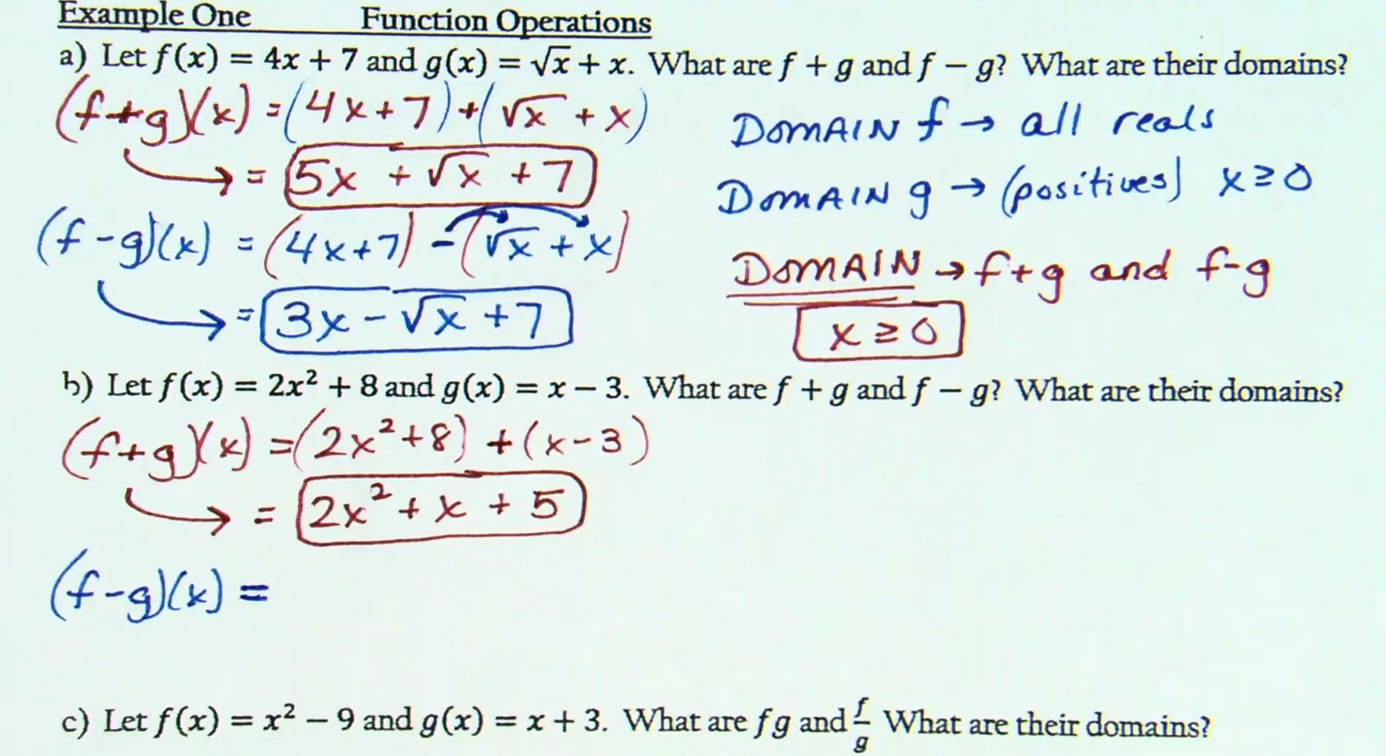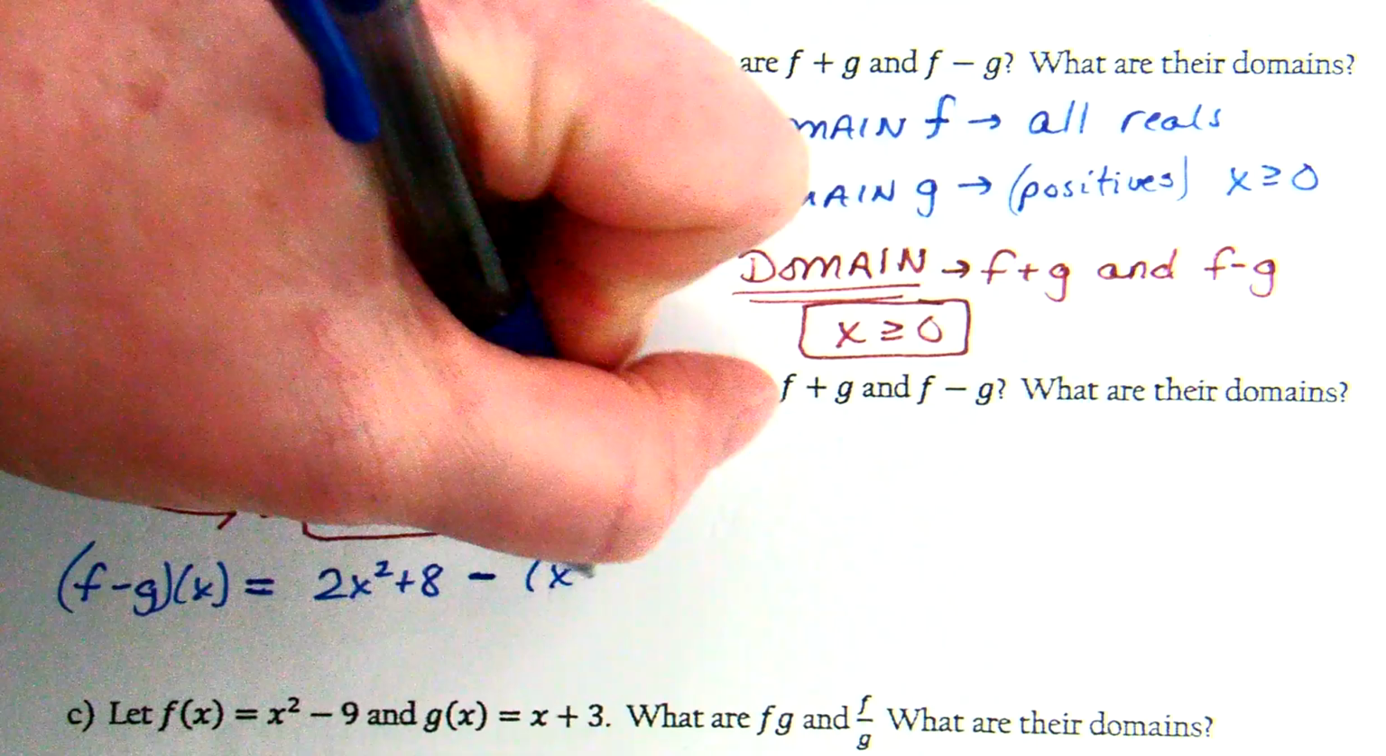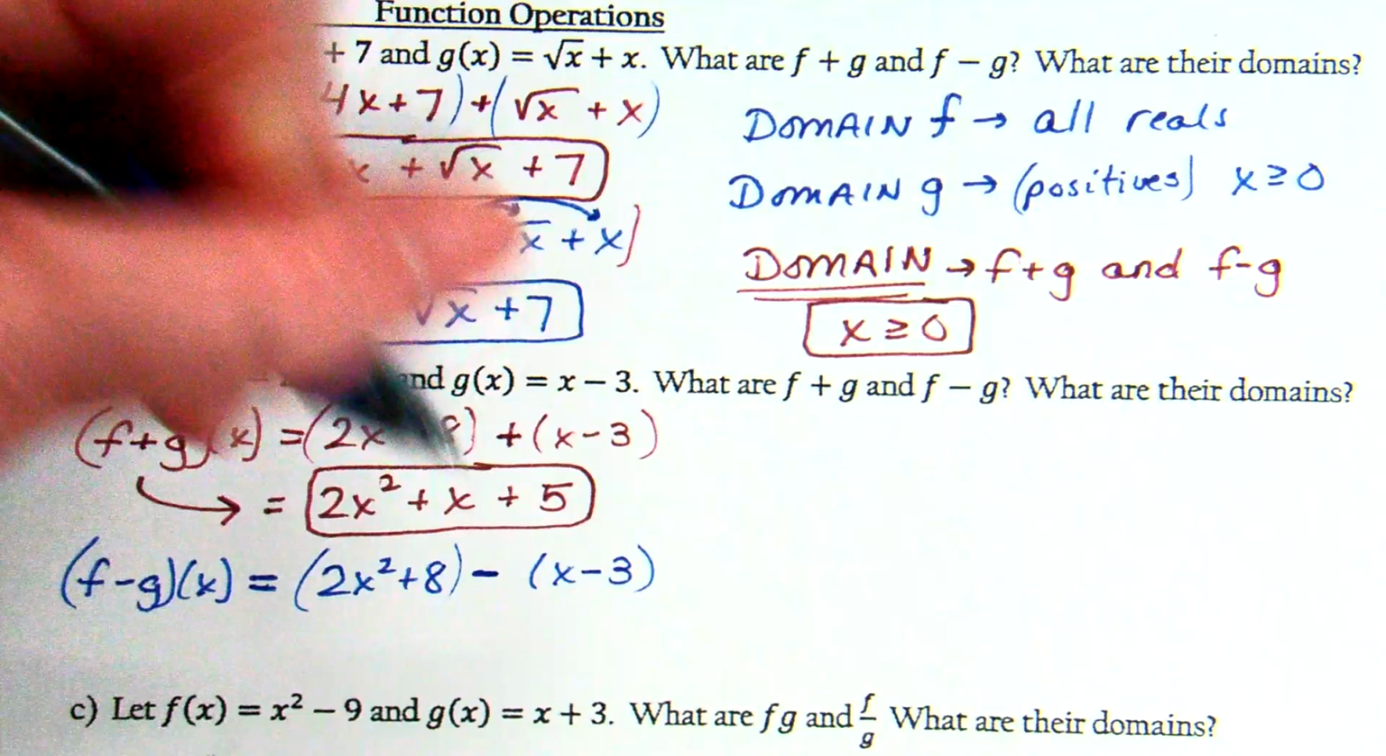F minus g. Same idea. If it's f minus g, you're going to start with f. So 2x squared plus 8, and then this time we are subtracting x minus 3. So that second one has to be in parentheses.